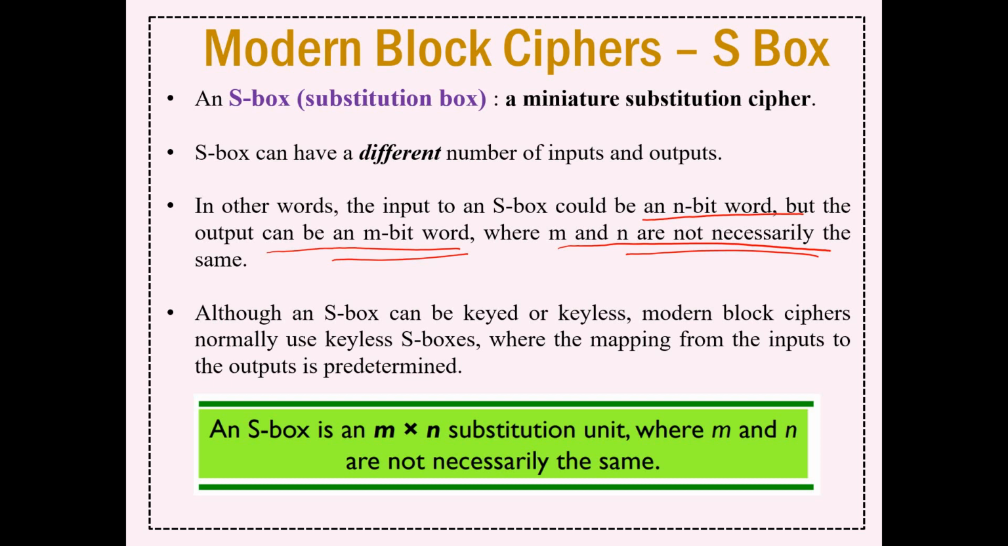So an S-box can be keyed or keyless. Naturally, if it is keyed, it means that there is a certain permutation or a certain combination of bits, or the input-output relationship will exist. And keyless can be dynamic as well. So that's the advantage. So it can be keyed or keyless. Modern block ciphers usually use keyless S-boxes where the mapping from one input is predetermined. Remember, keyless means the mapping is predetermined. Okay, and keyed means it can be dynamic.